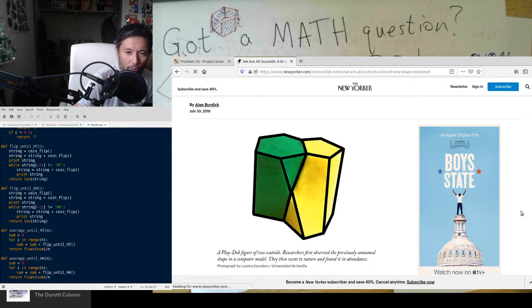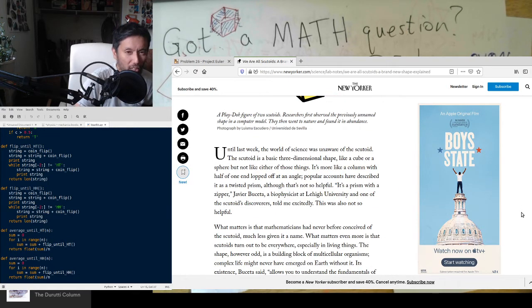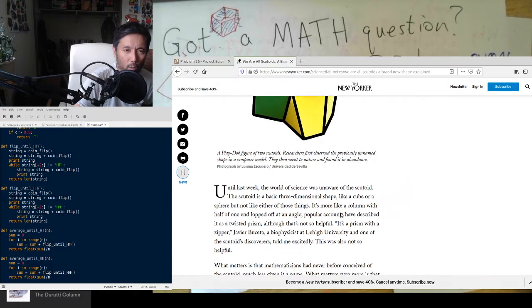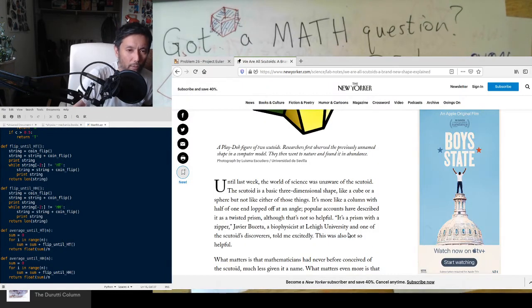Researchers first observed the previously unnamed shape in a computer model. They then went to nature and found it in abundance. Until last week, the world of science was unaware of the scutoid. The scutoid is a basic three-dimensional shape like a cube or a sphere, but not like either of those things. It's more like a column with half of one end lopped off at an angle.